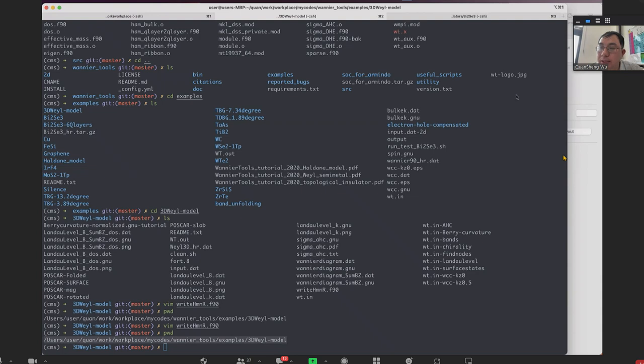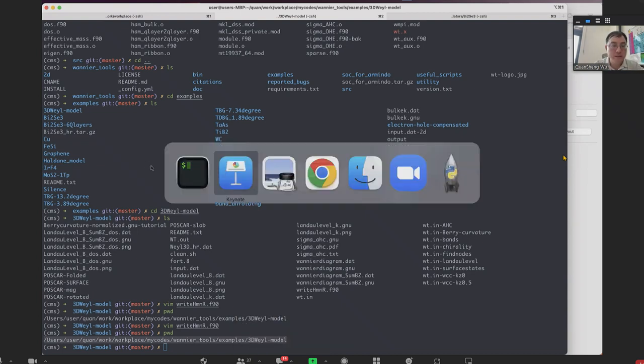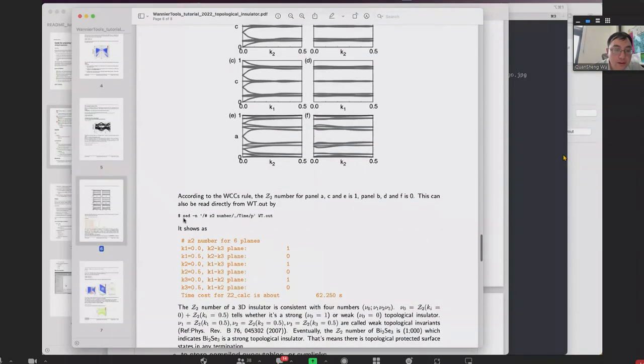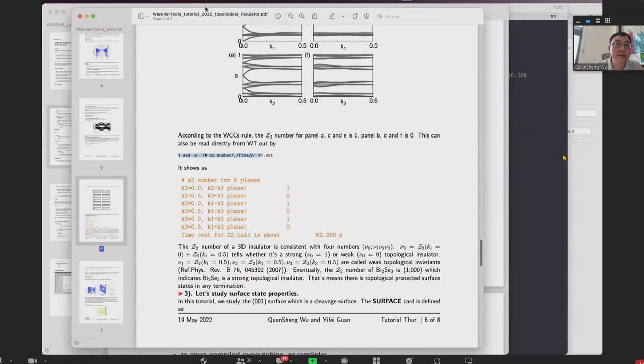Is it possible to read the Z2 index without reading the Wannier charge center? Yes, yes. The Z2 index is already in the WT.out. You can read that in this PDF. You can search for Z2 number for six planes, or Z2 number, in WT.out. We have it.